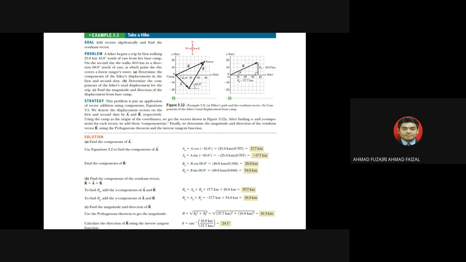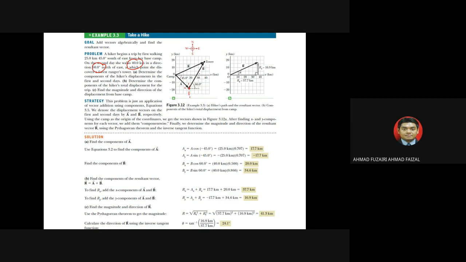25 kilometers. Where is 25 kilometers? South of east. So south of east should be here. This one, this is south of east. And then from here, you draw another imaginary Cartesian coordinate to draw B. The next leg is 40 kilometers, north of east. So you calculate 60 degrees, and then you draw it going upwards as vector B.